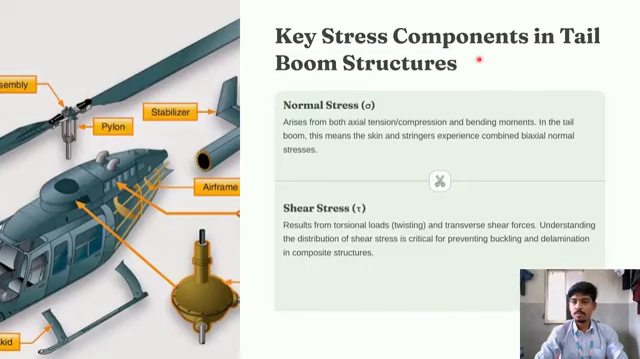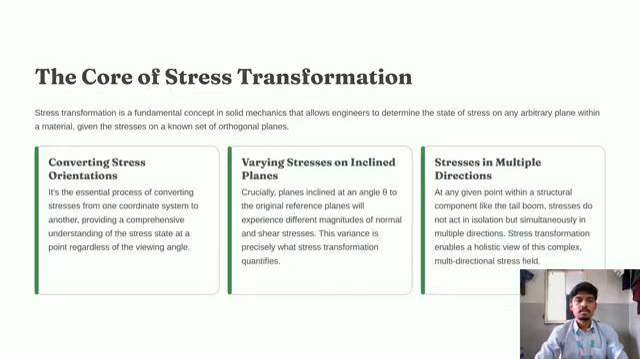What are the key stress components in tail boom structures? First, normal stress. These arise from axial tension, compression, and bending moments. In the tail boom, this means the skin and stringers experience combined biaxial normal stresses. The second one is shear stress. These result from torsional load, which means twisting, and transverse shear forces. Understanding the distribution of shear stress is critical for preventing buckling and delamination in composite structures.